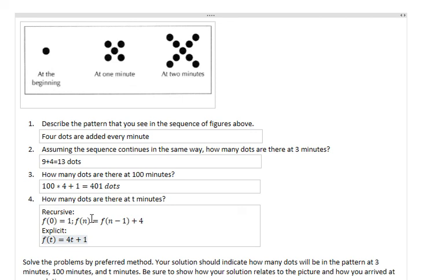All right, so that is Growing Dots. This one's actually pretty straightforward.